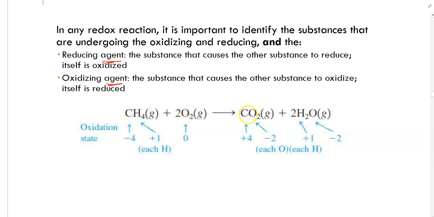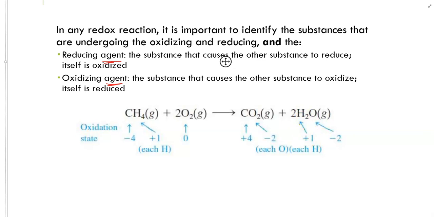Oxidation state of 0. CO2, we kind of just did this one earlier on the previous page. That's going to be -2 for each oxygen, right? +4 oxidation state for carbon. And then for water, same thing. Oxygen is a known -2. Hydrogen is a known +1. So those are the labels that you see there.